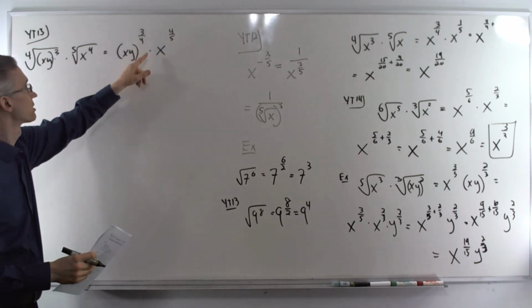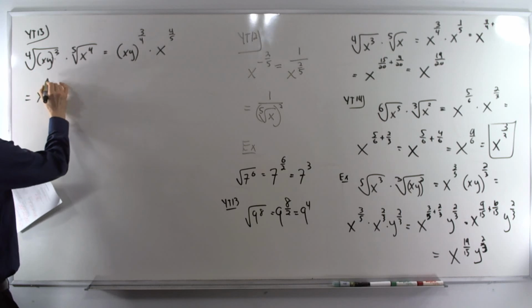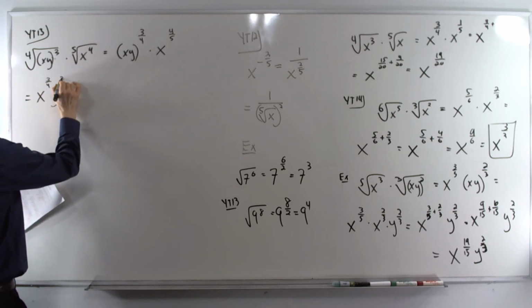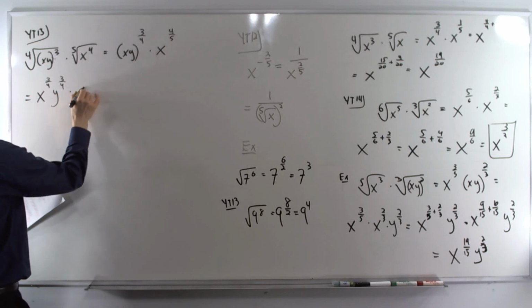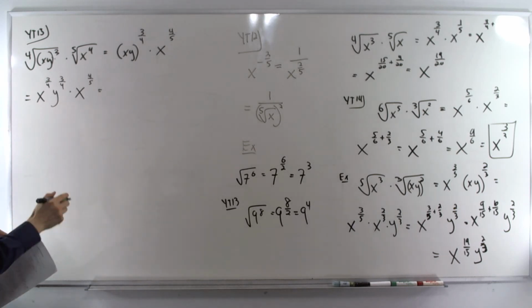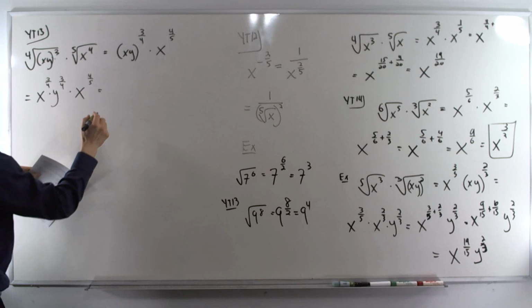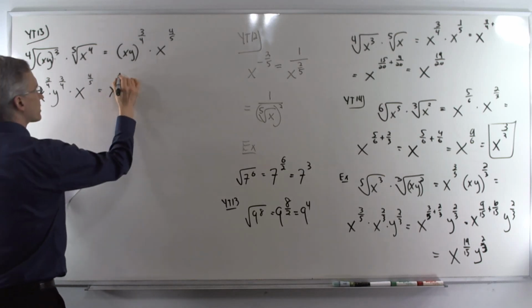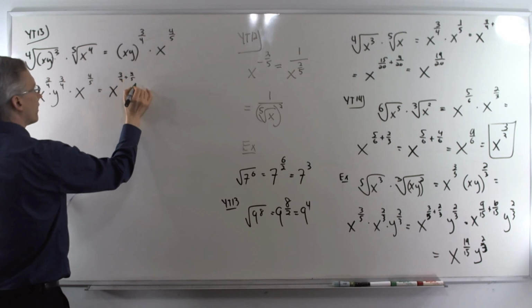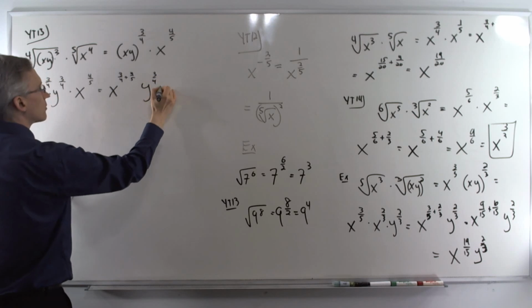All right, now we can apply that exponent to both x and y. So that's going to give us x to the 3/4, y to the 3/4, times x to the 4/5. All right, now we can combine the x bases. Properties of exponents, we'll add those exponents together. 3/4 plus 4/5. And then we keep the y to the 3/4.